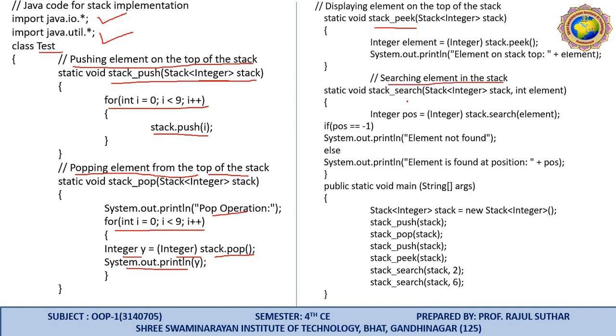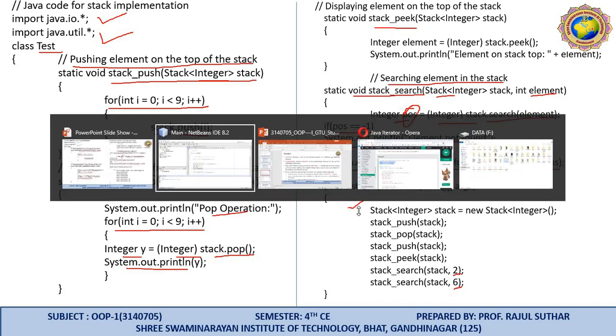It will work with the top of the stack. Then searching for an element in the stack, how can we search? By using this method, void stackSearch. We require the list of elements and which element we want to search. So integer pos is one variable, integer stack.search(element). If position == -1, System.out.println element not found, meaning an empty stack. If the stack is empty, no element will be covered, so this type of message is required: element not found. Else part, System.out.println element is found at a position, plus the position will be displayed, whatever the answer will be. This is the main function, covering the stack push operation, pop operation, peep, and search at specified locations like 2 and 6.